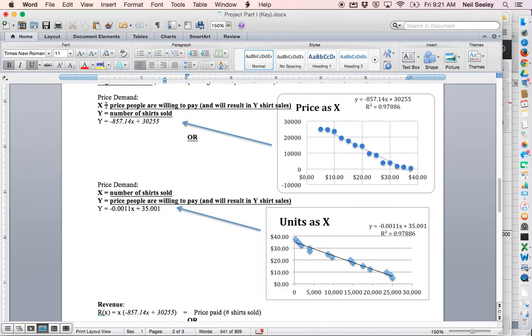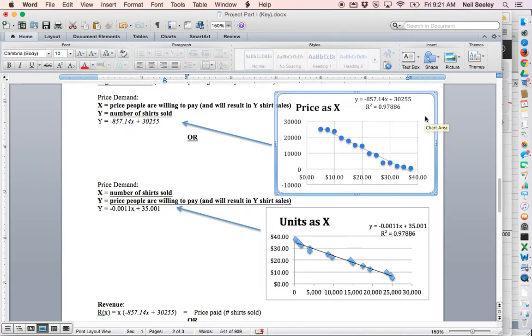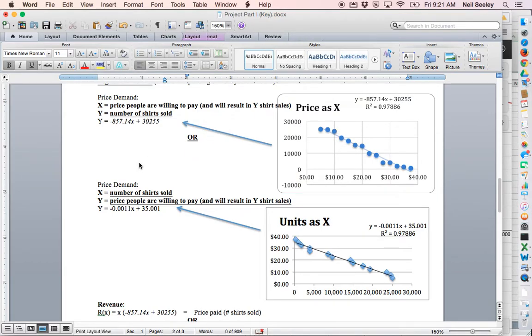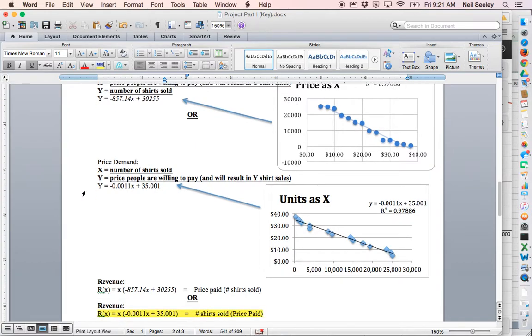Okay, if you chose X in this fashion that you see over here, your regression looks like the one you have on the right here, and your equation was something similar to the one on the right, where dollars was your X and your Y was the number of units, number of t-shirts sold. If you chose that, here's a model that happened. You have to remember that X is going to always stand for dollars.